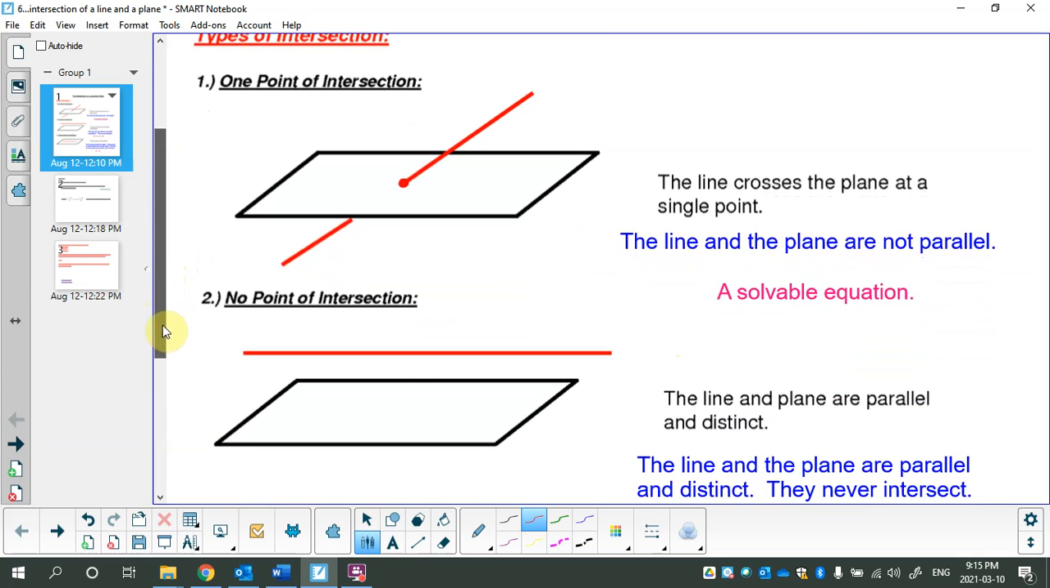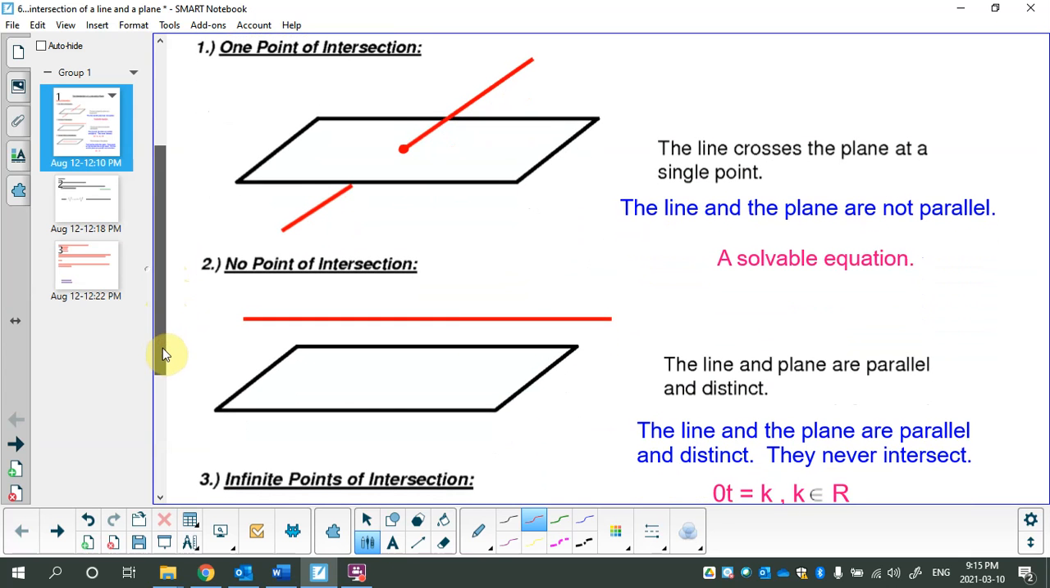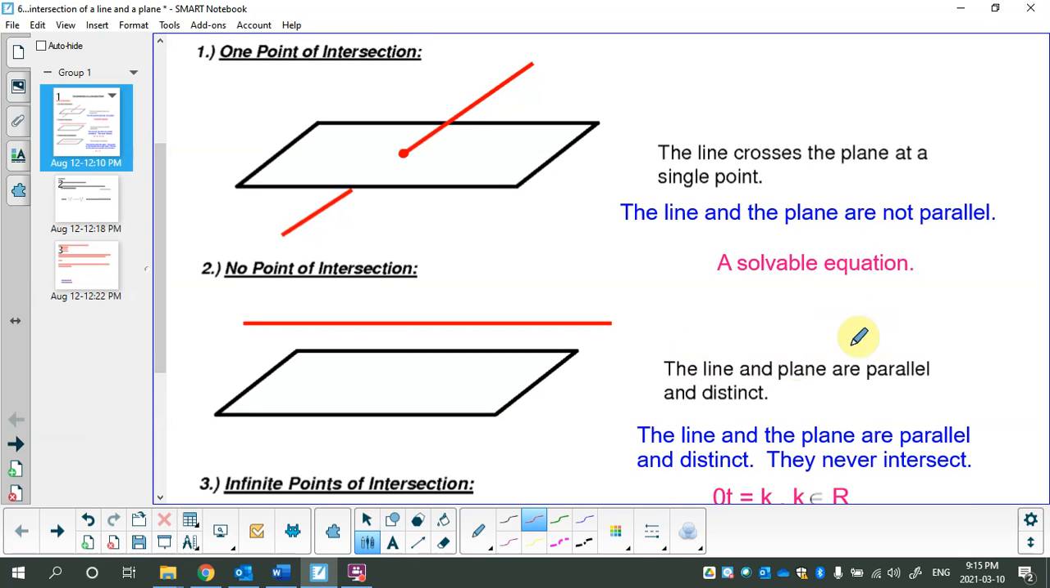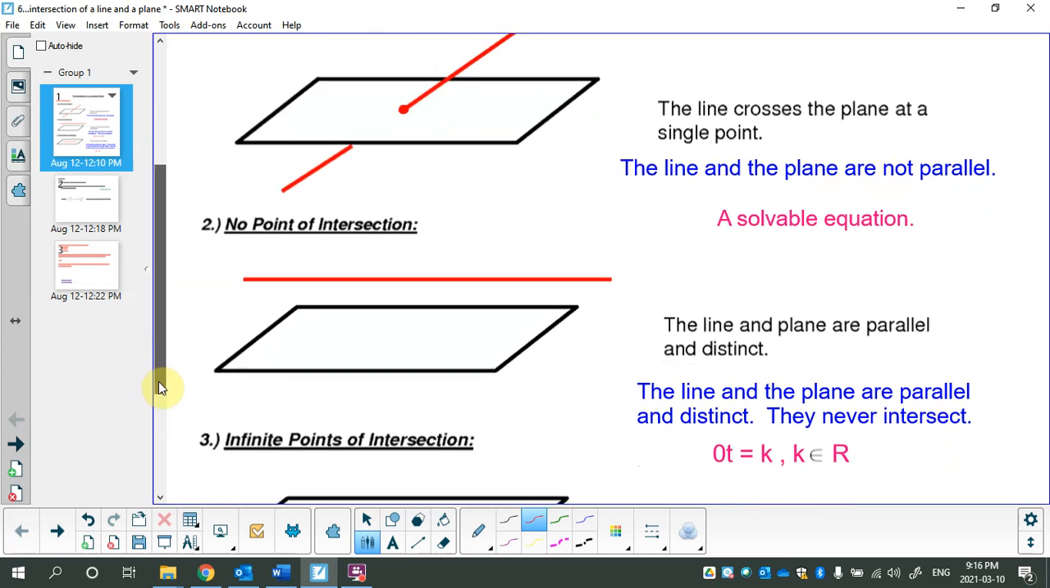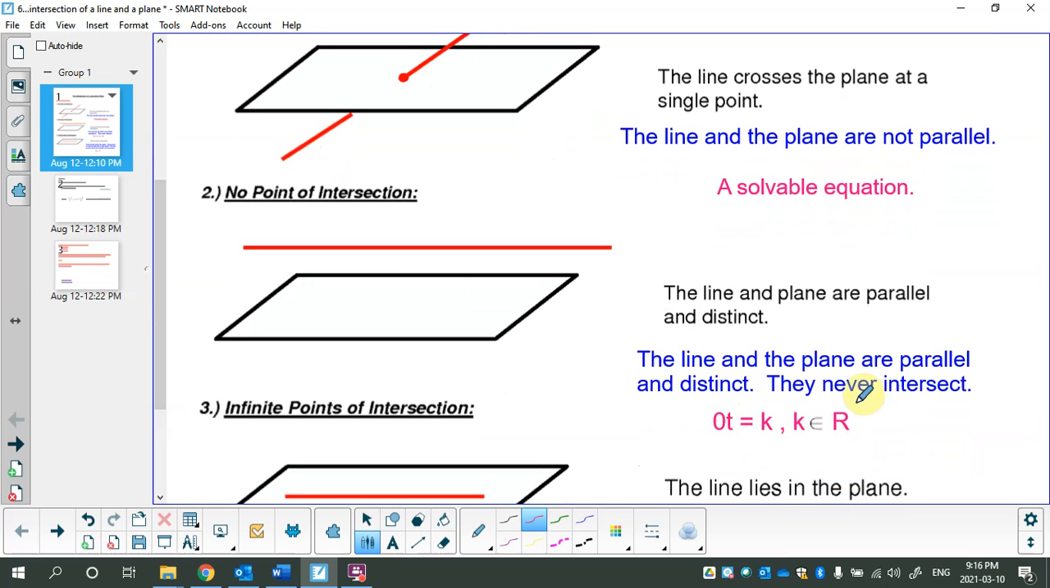Another possibility is no point of intersection. This is when your line and your plane are parallel and distinct. Parallel means one lies above or below the other. Distinct means they are separate from each other. So the line and the plane are parallel and distinct, meaning they never intersect. You will get a result that looks like this, and we will get into that in a minute. Just in case you're curious about this statement, it says 0 times a number is equal to a number. Not possible. 0 times a number is always equal to 0.